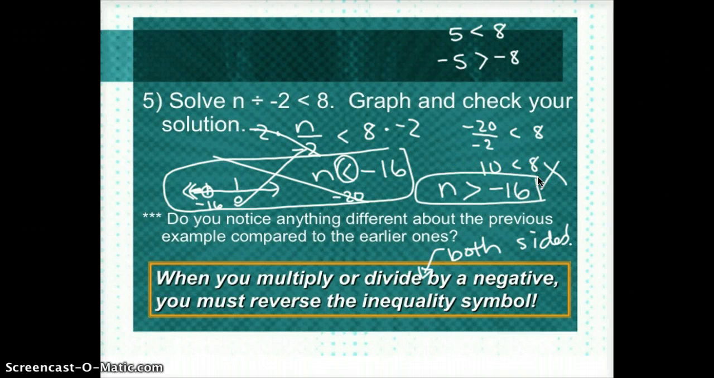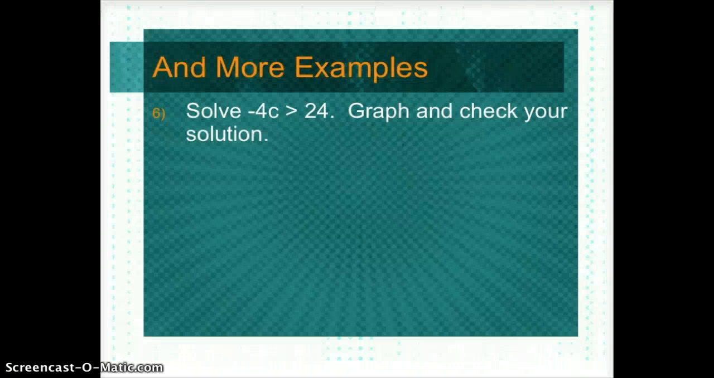This is probably the only tricky thing about solving inequalities, is that when you multiply or divide both sides by a negative, you must reverse the inequality symbol. Triple star that. It's the only time you do it, but you need to know it. Okay, so here, try this one. Be careful and see if you've got it.